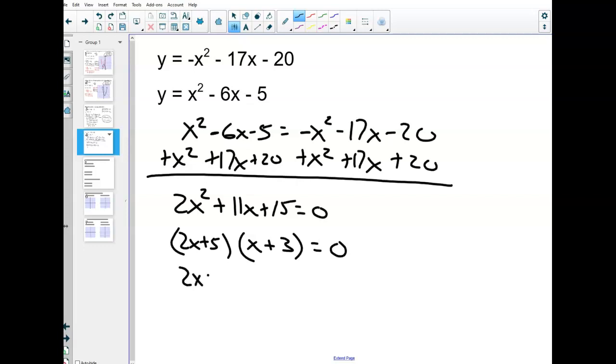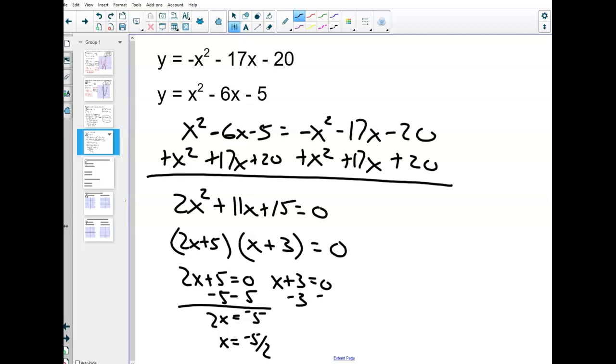I am a big fan of this. When you have that coefficient in front of x that's not 1, I think people get a lot of trouble when they try and do that in their head. Subtract 5, 2x equals a negative 5. Divide by 2, x equals negative 5 halves. Subtract 3, x equals a negative 3.